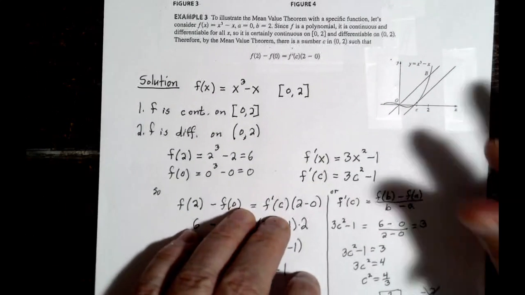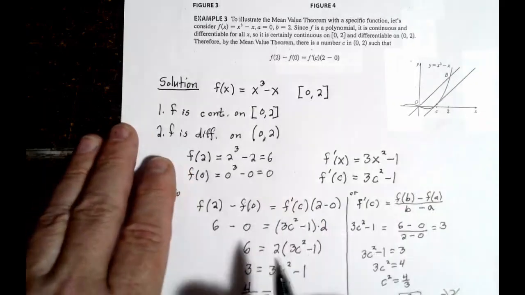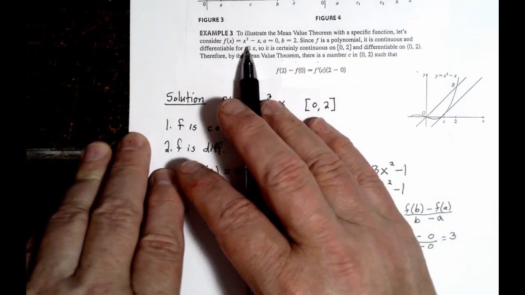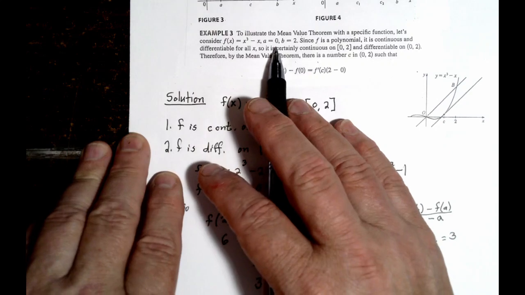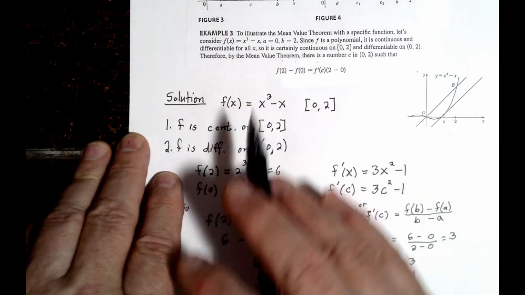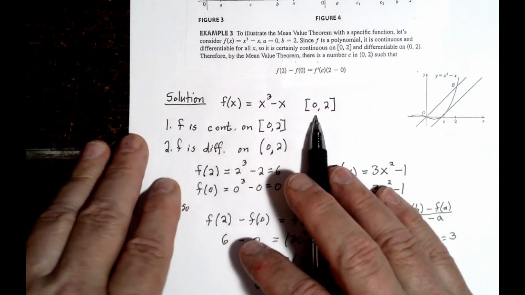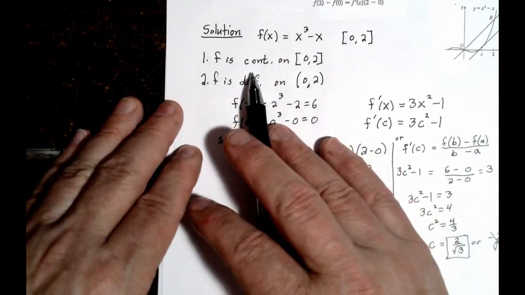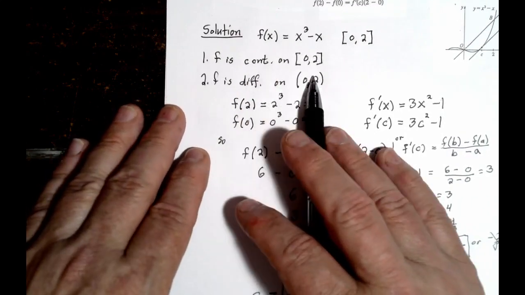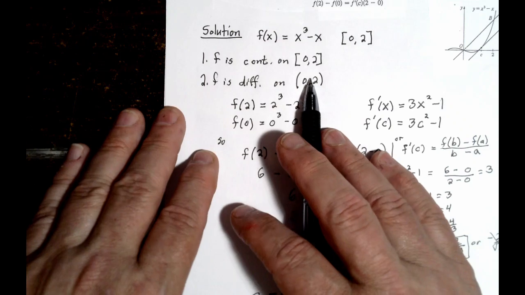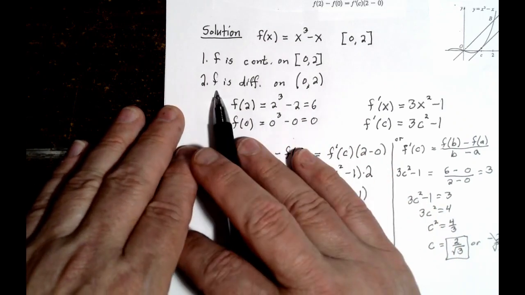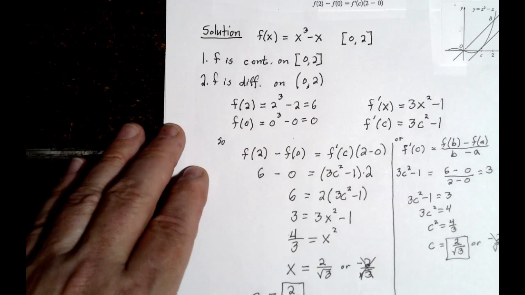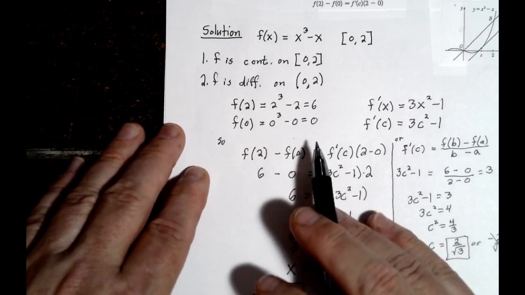Alright. Now they ask you to illustrate the mean value theorem with a specific function, x cubed minus x, from a equals 0 to b equals 2. So we're looking at the function from 0 to 2. So there's a couple of things you have to do, step by step. First, show that f is continuous on [0, 2], and it is. It's a polynomial. Second, f is differentiable on (0, 2), the open interval, and it is. It's a polynomial. It's differentiable.